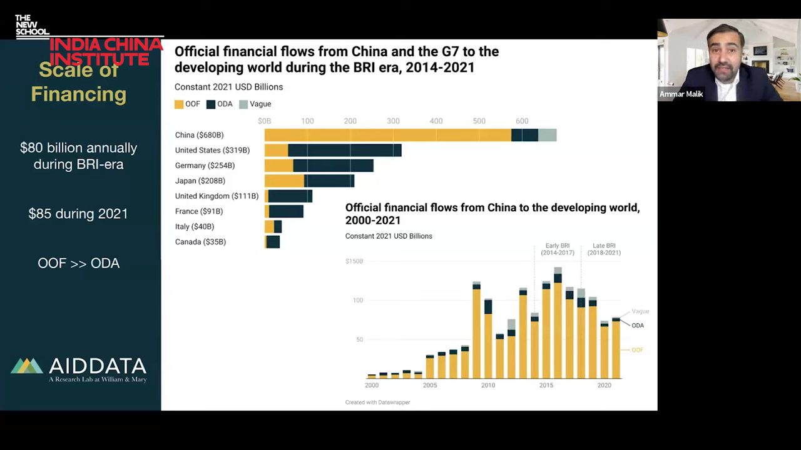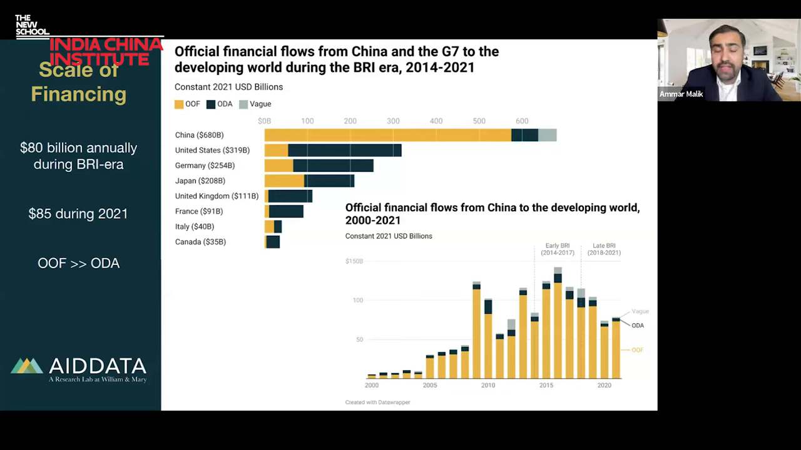The biggest grant that we have found outside of North Korea is a $235 million grant for the Gwadar Airport in Pakistan, for example. That is a gift. There is no expectation of repayment. But ODA would also include sometimes highly concessional loans or 0% interest loans. So it's highly concessional money.